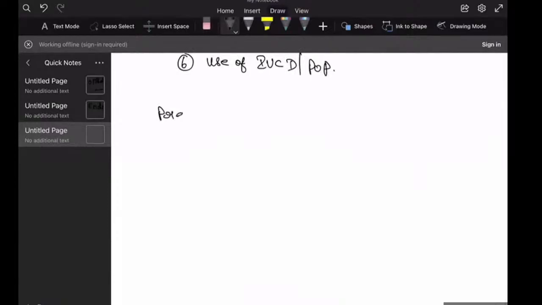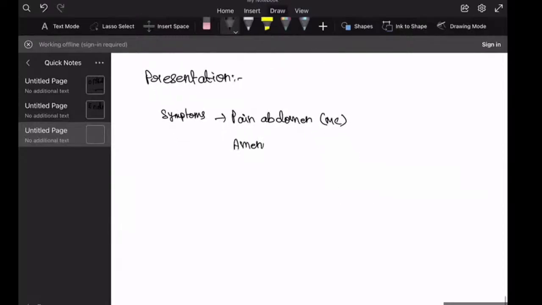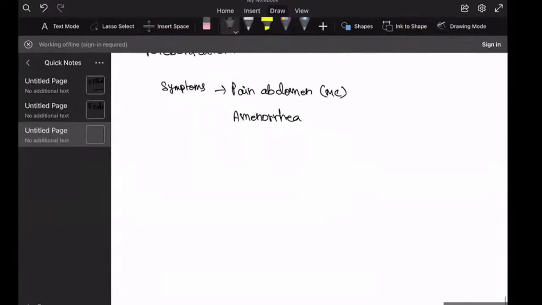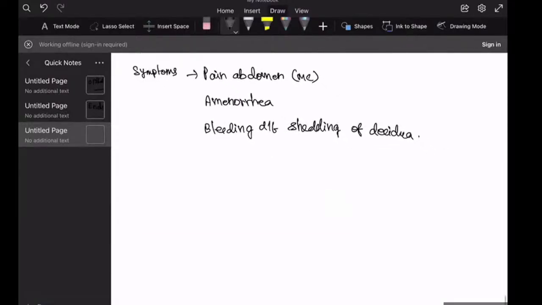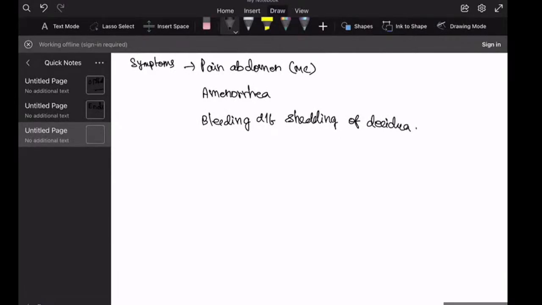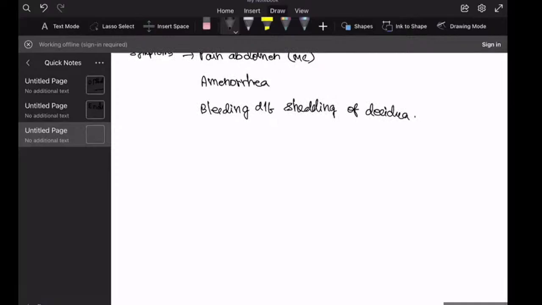The presentation, the symptoms: pain in the abdomen is the most common presentation. Then there is amenorrhea and bleeding due to shedding of the decidua. There can be syncopal attacks because of the bleeding.